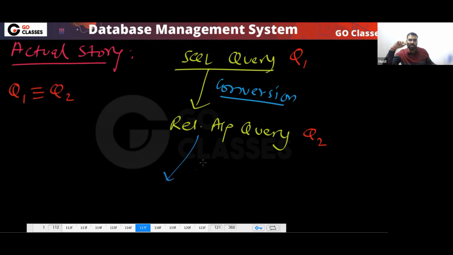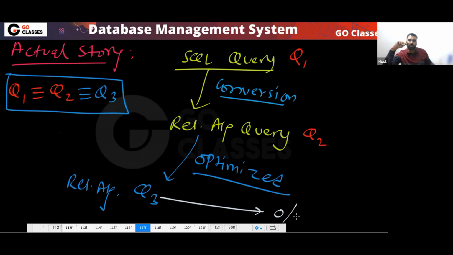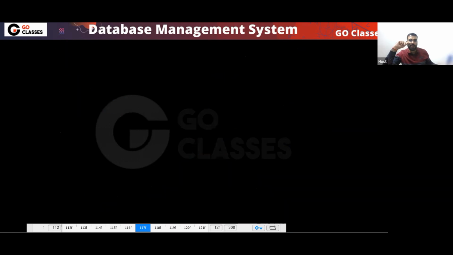This then will be optimized. Now it will be optimized and it will be converted into relational algebra query 3. Of course, they must be equivalent. Okay. Finally, this will give you the output. Tell me, did you get it? This is the background story. Is this clear to everyone? This is what will happen in the background.